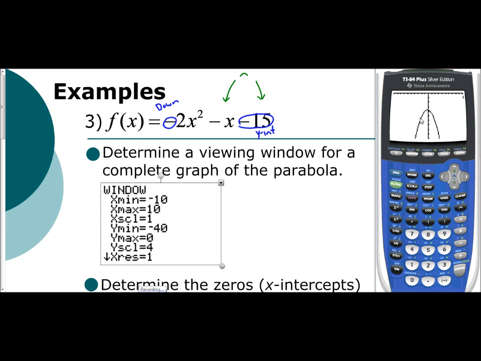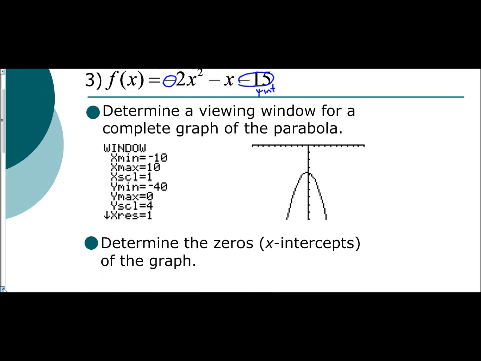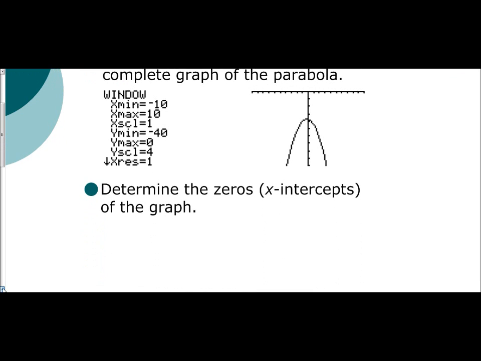Now I see the left side, I see my vertex, and I see the right side. I see a complete graph: down to the left, down to the right, and my vertex. So that's our graph. Now if I take a look at this, determine the zeros, the x-intercepts of the graph.